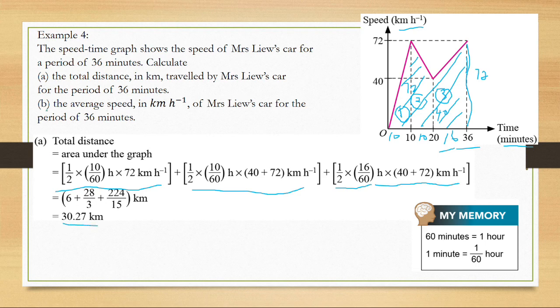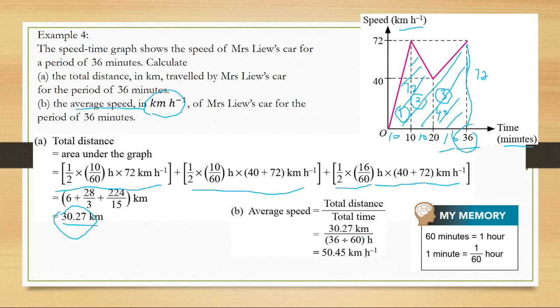Okay, for B, they ask you to find the average speed in kilometer per hour for Mrs. Liu's car for the period of 36 minutes, meaning that for the whole graph over here. So you got to remember what is the formula of an average speed. The formula is total distance divided by total time. So you already have the total distance, which is 30.27 here, right? The total time is 36 minutes. Therefore, you have to change this into hour, because the required average speed is also in hour. Okay, therefore it will be 30.27 divided by 36 divided by 60. Then you will have 50.45 kilometer per hour.